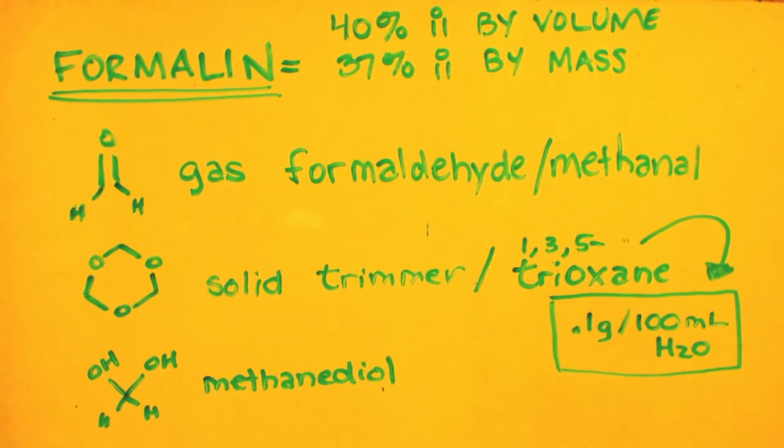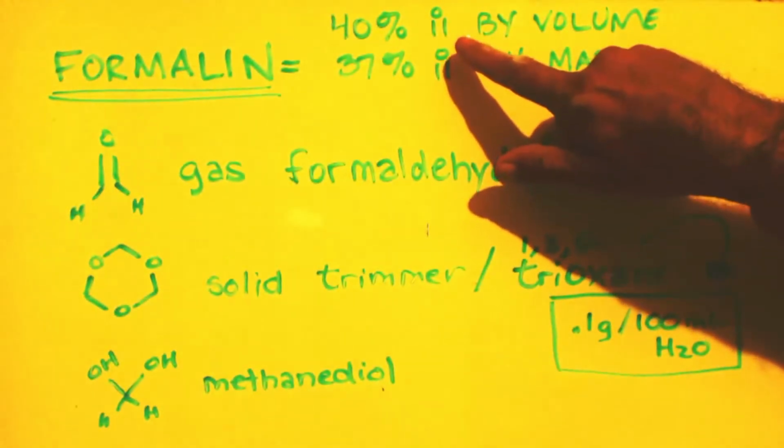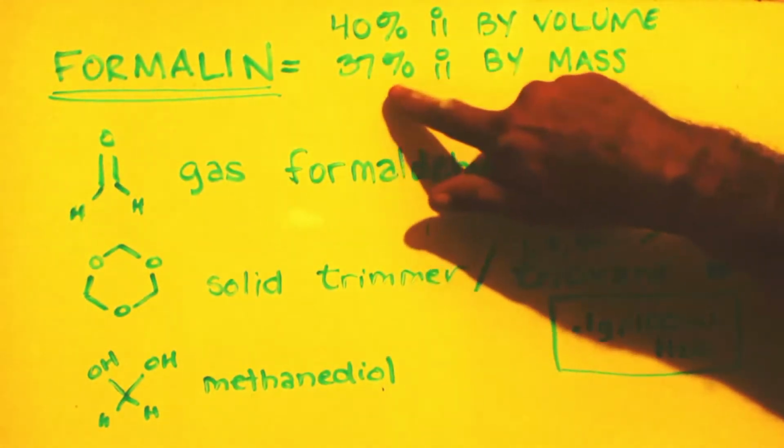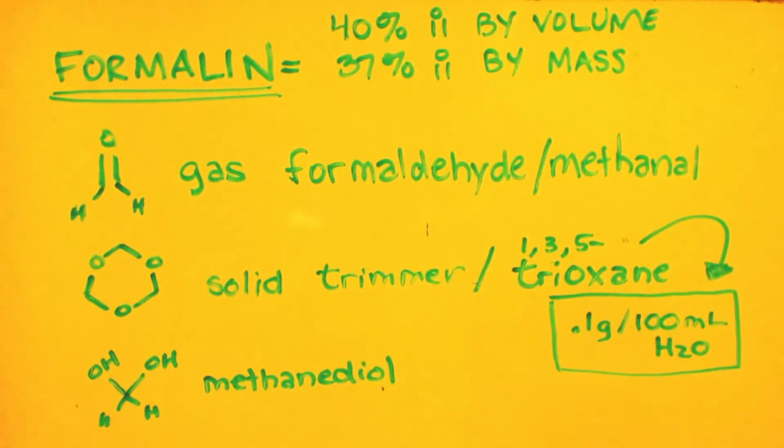hobbyists or artists that work in a darkroom. And it's literally interchangeable between formaldehyde and paraformaldehyde. You know what I mean? If you want the gas, you just heat it up in a round bottom flask. If you want formalin, you just put it in some water. You know what I mean? Heat the water up a little bit. Formalin is 40% formaldehyde by volume or 37% formaldehyde by mass, and the rest of it would be water.